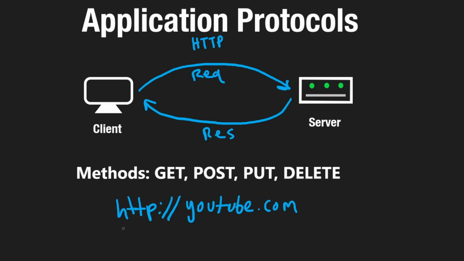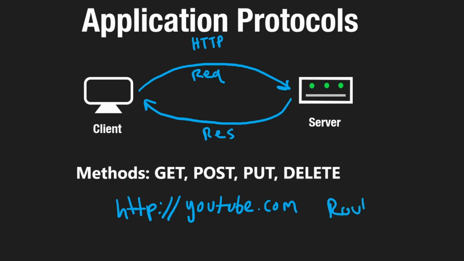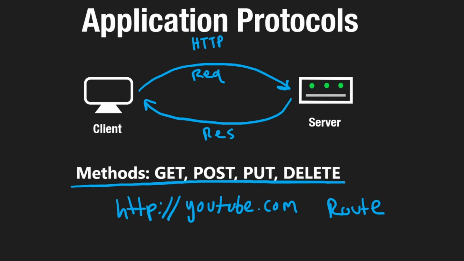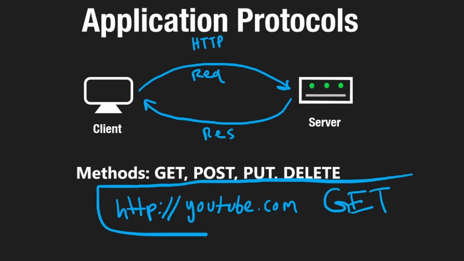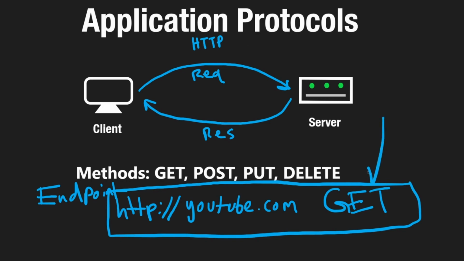So we know every request has to go to some URL, for example, youtube.com. Suppose that this is an API. This would be referred to as the API route. So this URL defines a route. Now this route could actually serve multiple HTTP methods. We could make a GET request to this route, and this would be its own endpoint. That's the term used to define API functionality with HTTP. This is the GET endpoint for this URL or this route.